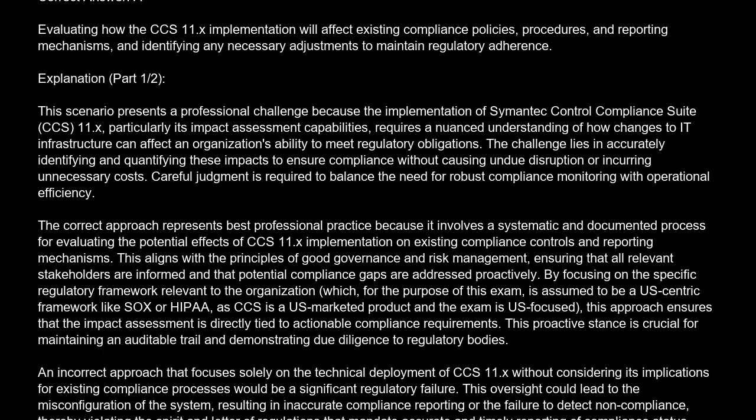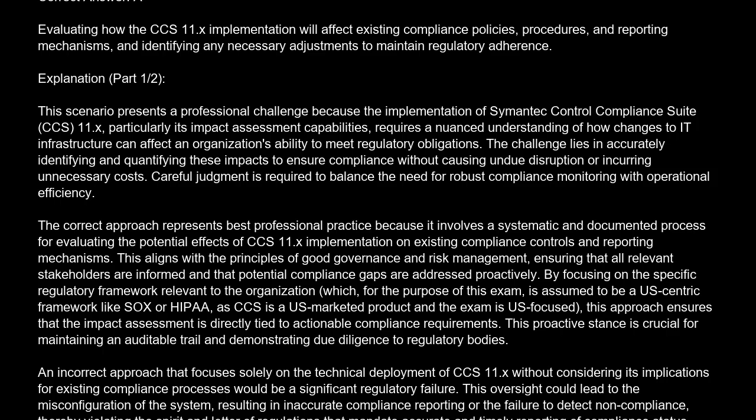This scenario presents a professional challenge because the implementation of Symantec Control Compliance Suite, CCS 11X, particularly its impact assessment capabilities, requires a nuanced understanding of how changes to IT infrastructure can affect an organization's ability to meet regulatory obligations. The challenge lies in accurately identifying and quantifying these impacts to ensure compliance without causing undue disruption or incurring unnecessary costs. Careful judgment is required to balance the need for robust compliance monitoring with operational efficiency.